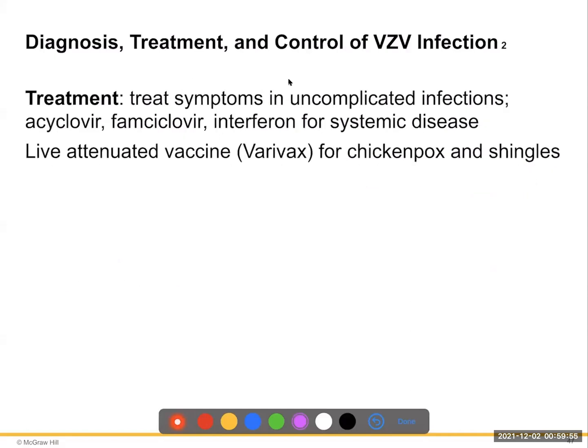Treatment of symptoms and uncomplicated infections: acyclovir, that's always our first go-to drug for viral infections. Famciclovir is after that, or interferon for systemic disease or spread. We have a live attenuated vaccine called Varivax for chickenpox and for shingles.